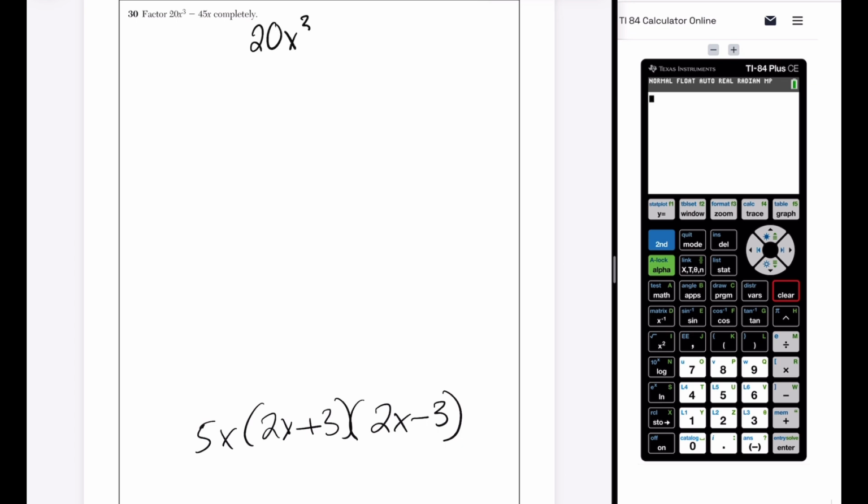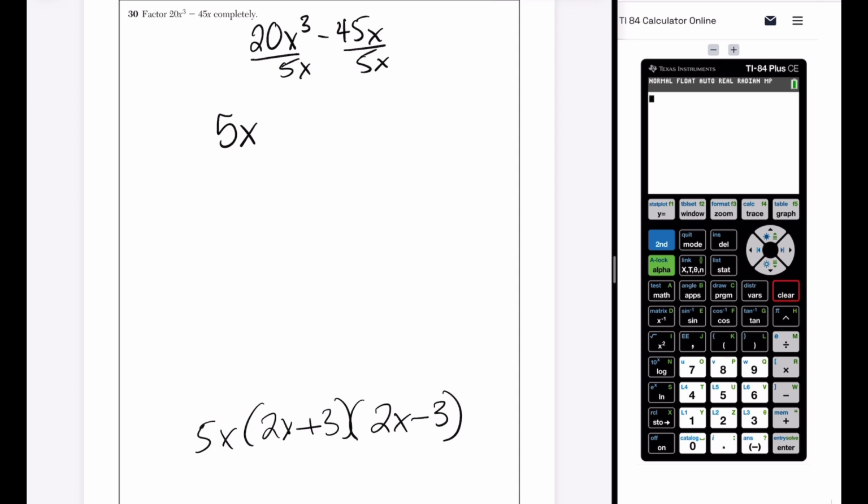So 20x to the third power minus 45x. The first thing we're going to look for is, do you see any common factors? Any at all? And so when I think of just my 20 and my 45, I know there is a common factor of 5. So I could divide both of these by 5. And now I think about my x's, and I could do at least one x from both. Okay? So I can pull out a 5x.